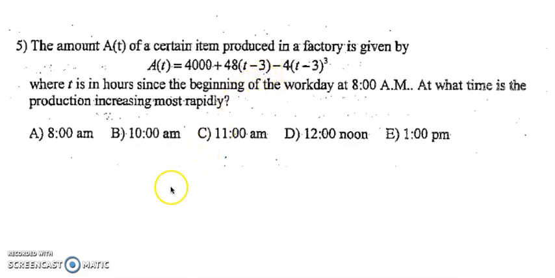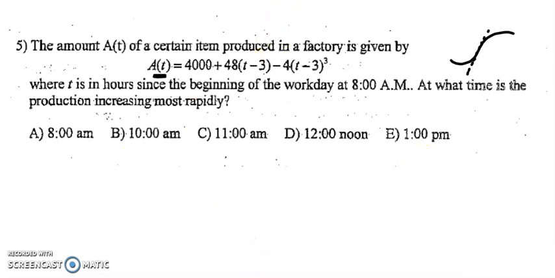All right, problem 5 wants to know when production is increasing most rapidly. This is the number of a certain item, the amount produced, where t is in hours since the beginning of the day at 8 a.m. What is the time that production is increasing the most rapidly? That's actually going to happen at the inflection point. So the curve will have the highest slope where the function changes from concave up to concave down.